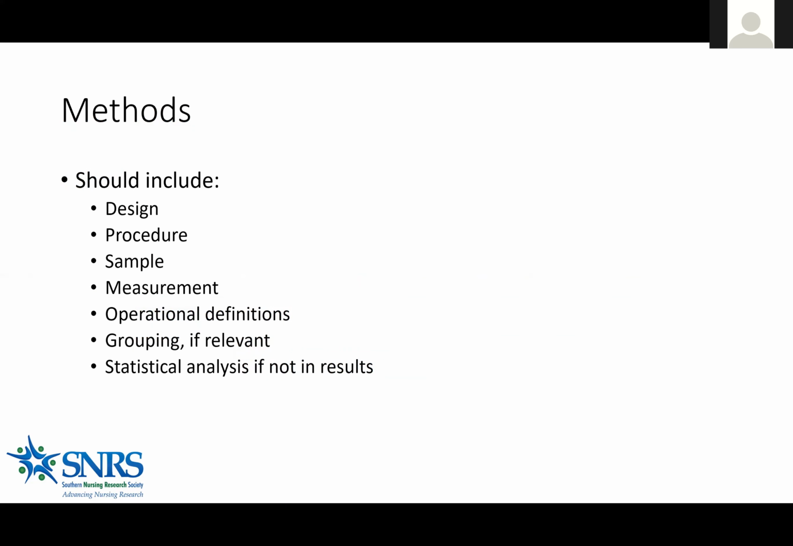The next section is our methods, and those can often be hard to write because you have such a short limit in many conference abstracts, and you have so much information that you need to get across. But the methods section should include the design of the study, any procedures that you did in the study, the sample of the study, measurement, any operational definitions if you're using an instrument to operationalize a concept or idea, grouping if relevant if you're comparing two groups, and then statistical analysis if you don't have that in the results.